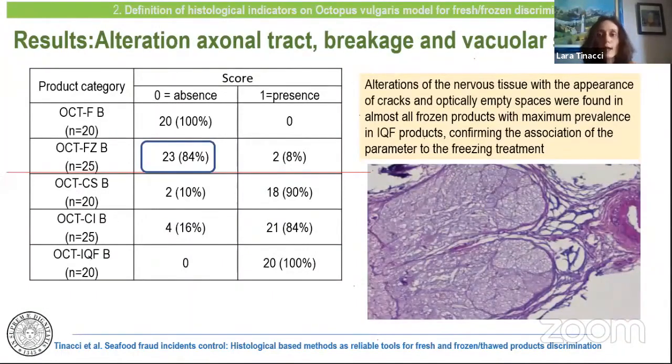About the breakage and the vacuolar spaces within the nerve, they were observed, and again they were used to discriminate the frozen sample from the fresh sample, although in the fresh tumble, a relatively high percentage of partial vacuolar lesion was observed, as you can observe here in the slide, also in the fresh tissue.